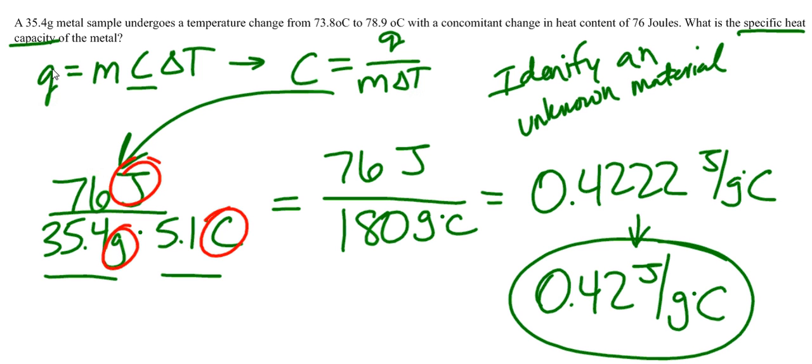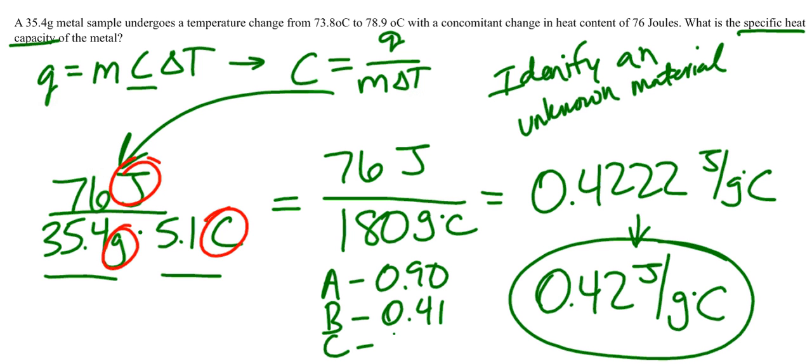So, for example, 0.42, and I had metal A, metal B, and metal C. Metal A's heat capacity is 0.90 joules per gram degree Celsius. B's is 0.41 joules per gram degree Celsius, and C is 0.55 joules per gram degree Celsius. Obviously, if I do this calculation and I end up with 0.42 joules per gram degree Celsius, then the likely identity of this metal is metal B. Okay? So, another way to apply this knowledge.